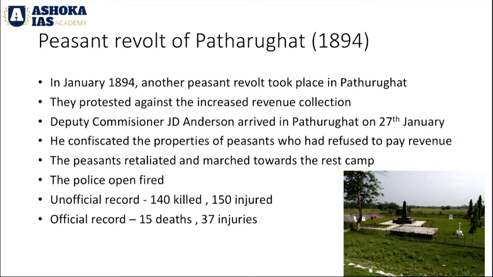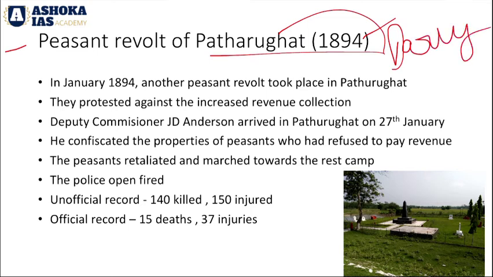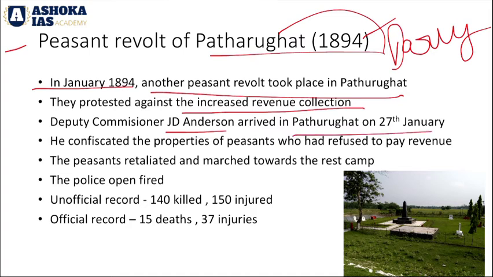Now we come to another revolt, which is the peasant revolt of Pothorughat, 1894. Pothorughat is a place in Dorong district. So why did this revolt take place? This revolt took place in January 1894. This is another peasant revolt. They protested against the increased revenue collection. The Deputy Commissioner of Dorong was J.D. Anderson, and he arrived in Pothorughat on 27 January.